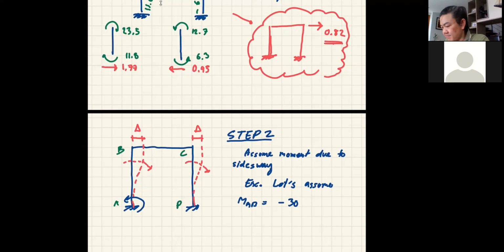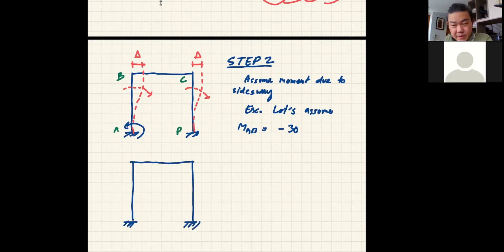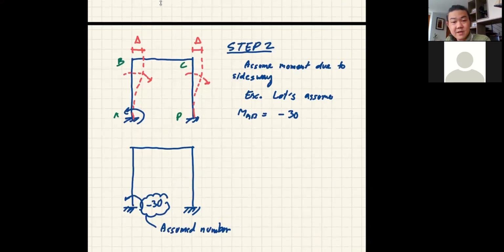So what then happens, the next is this. If you assume this -30, based on this number, you should have the other end moments with numbers according to this as well. So let's say we assume this equal to -30, right? This is the assumed number. Okay, so what else do we know? Let's say I assume this to be minus 30.